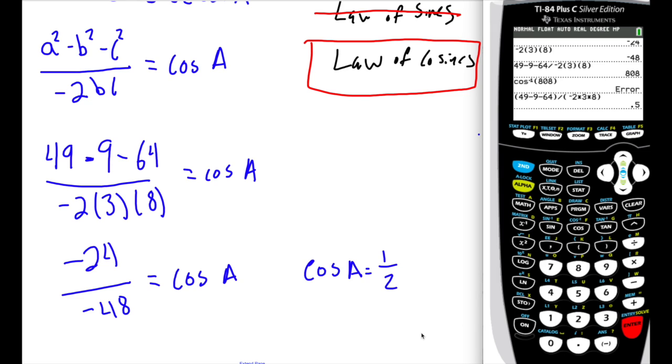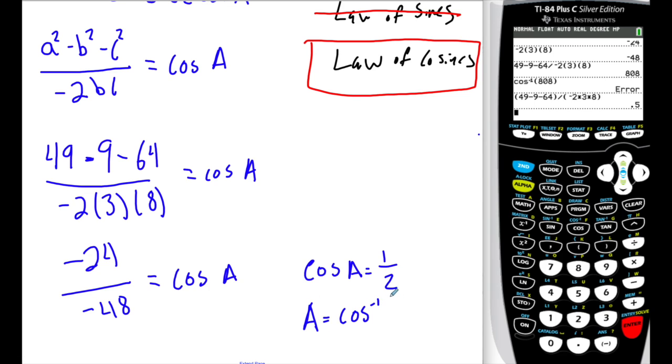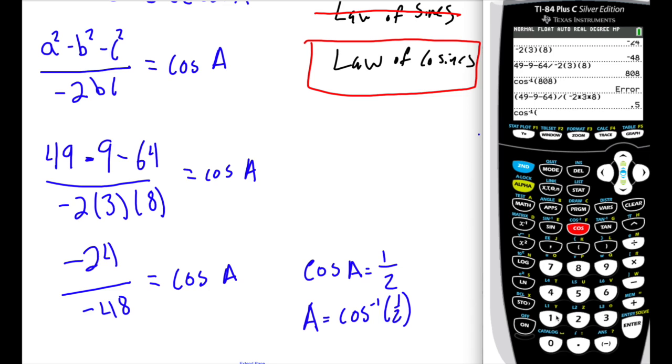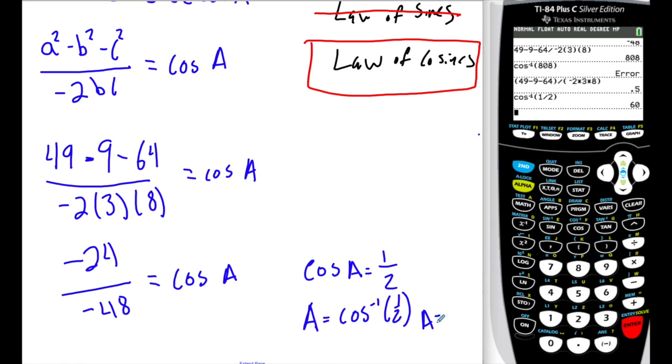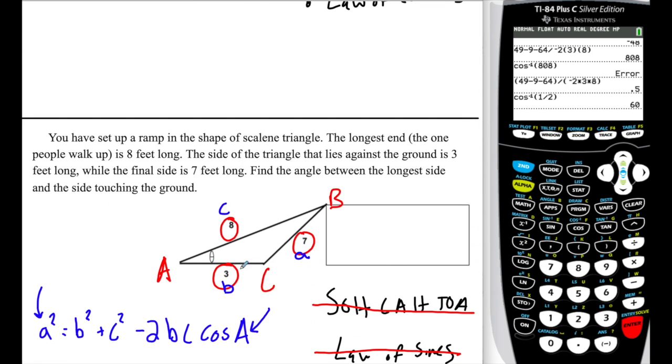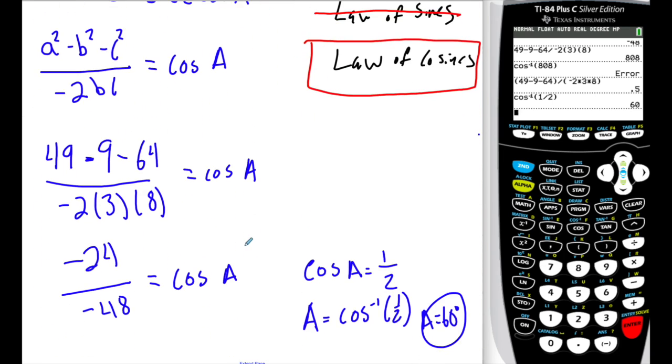All right? So we know that the cosine of A is 1/2. So what that means is that A is equal to the cosine inverse of 1/2. So in other words, cosine inverse is going to tell me what angle has a cosine of 1/2, and the angle with a cosine of 1/2 is 60 degrees. Okay, so therefore the angle between the ground and the ramp is 60 degrees.